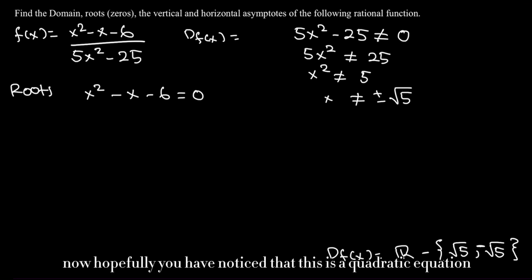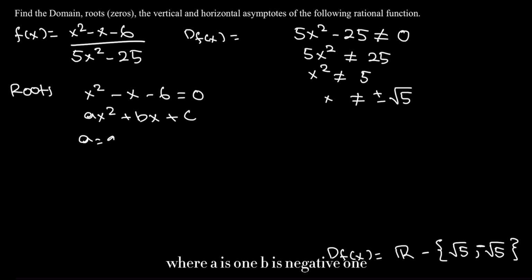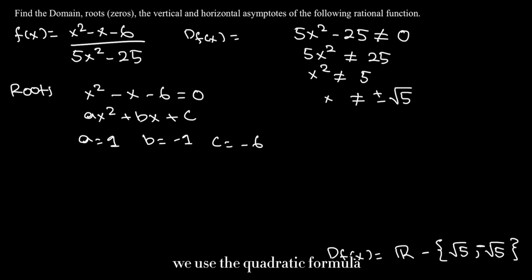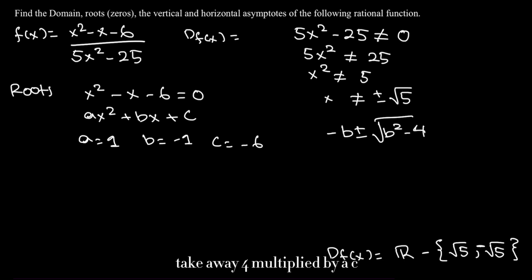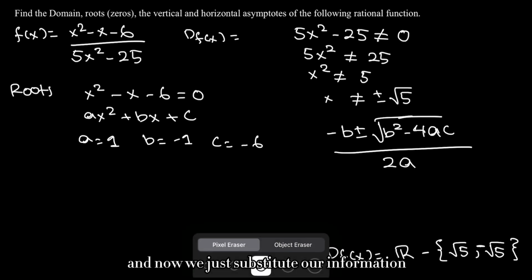Now, hopefully you have noticed that this is a quadratic equation. It is in the form ax squared plus bx plus c, where a is 1, b is negative 1, c is negative 6. We use the quadratic formula, negative b plus and minus square root of b squared, take away 4 multiplied by ac, divided by 2 multiplied by a. And now we just substitute our information.